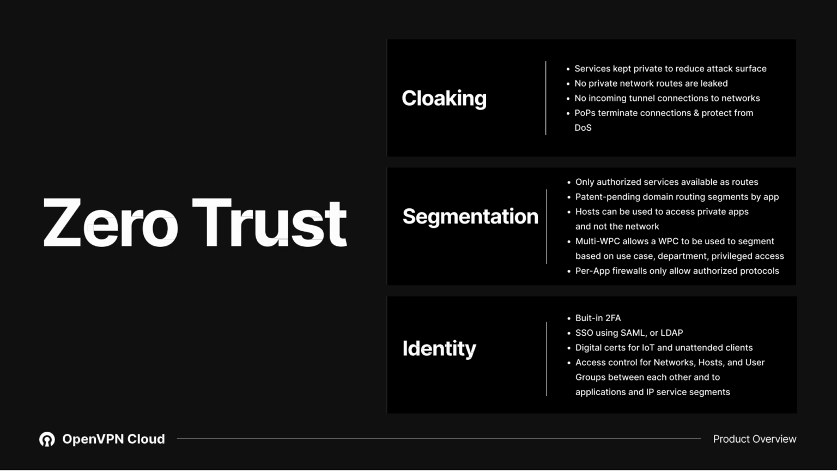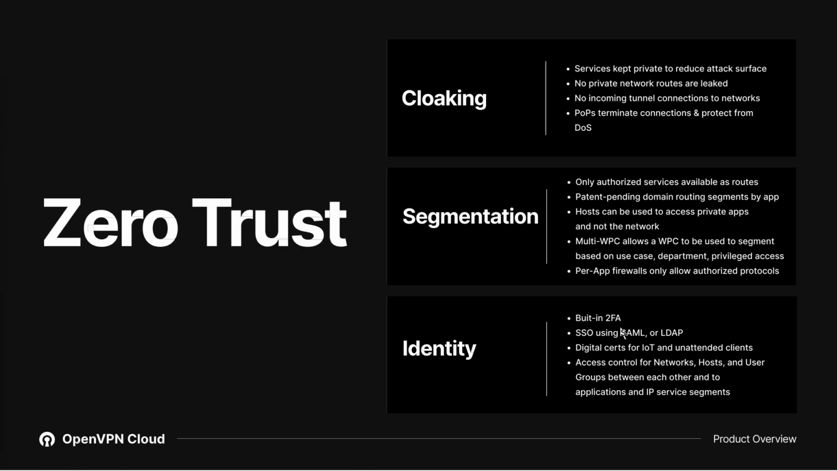So in summary, services are kept private to reduce attack surface, no private network routes are leaked, no incoming tunnel connections to the network, only authorized services are available as routes, hosts can be used to access private apps and not the network. Multiple WPCs are available to you and allow you to segment your network based on use cases, departments, privilege access, and so on. Per app firewalls only allow authorized protocols.